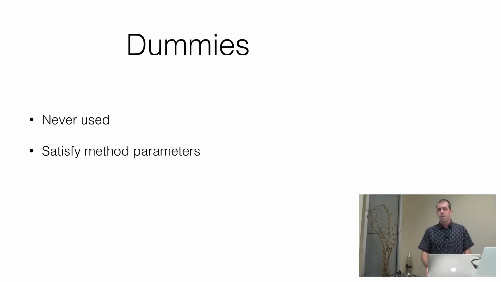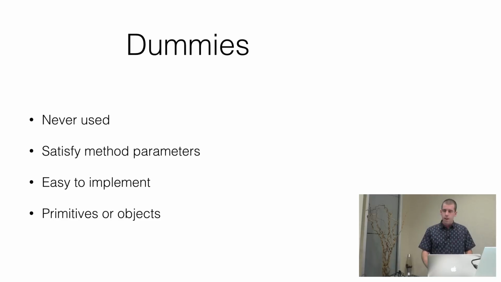Basically, they're placeholder objects. Sometimes we can pass null, but that doesn't give us very much information. So dummies are a little better. Dummies should be easy to implement. You don't want to spend too much time on them. And a dummy can be a primitive or an object.